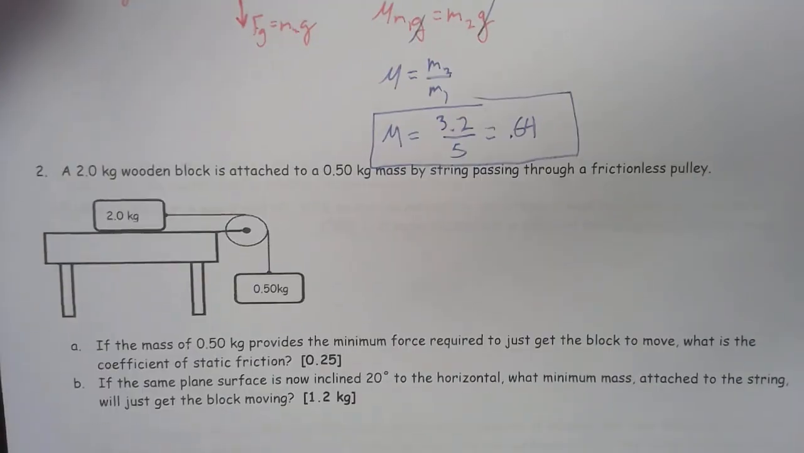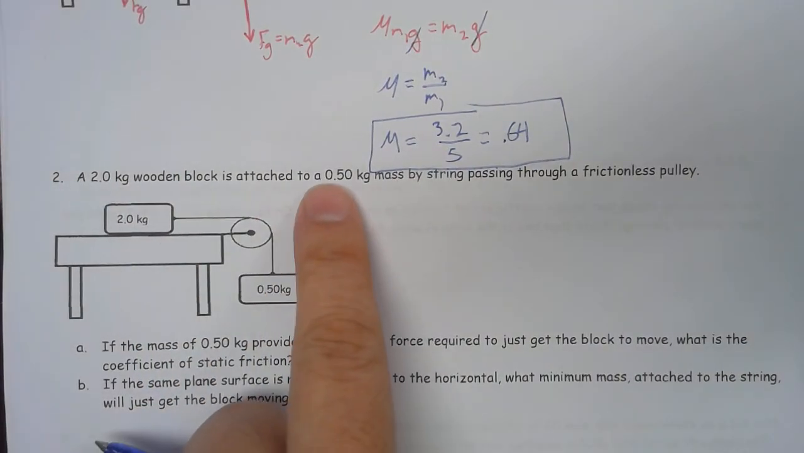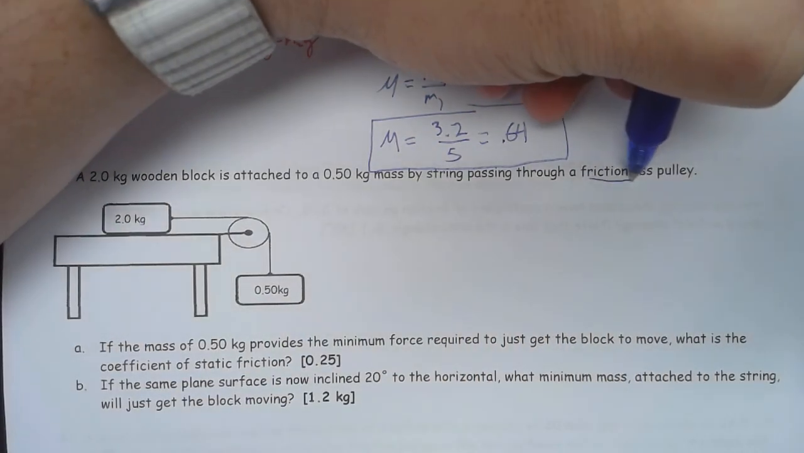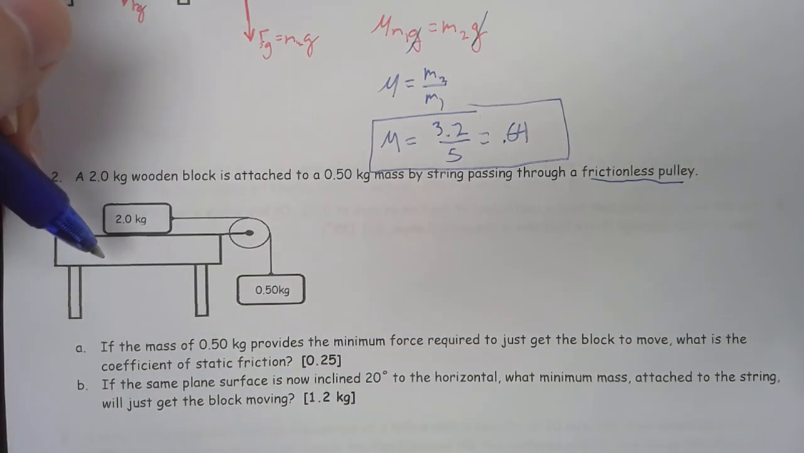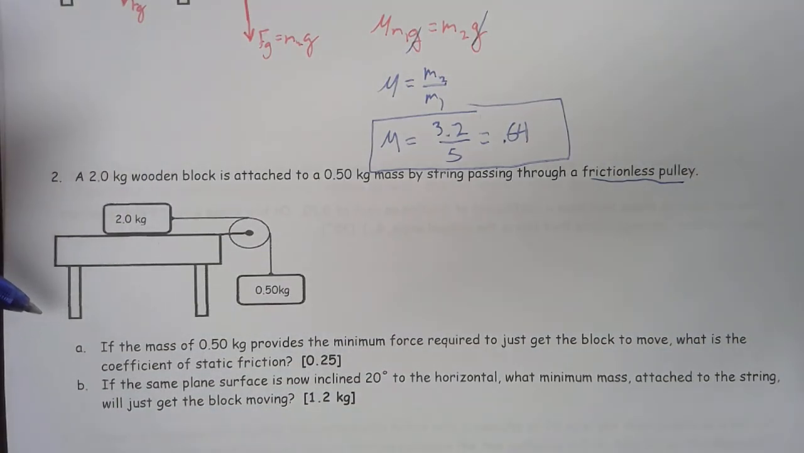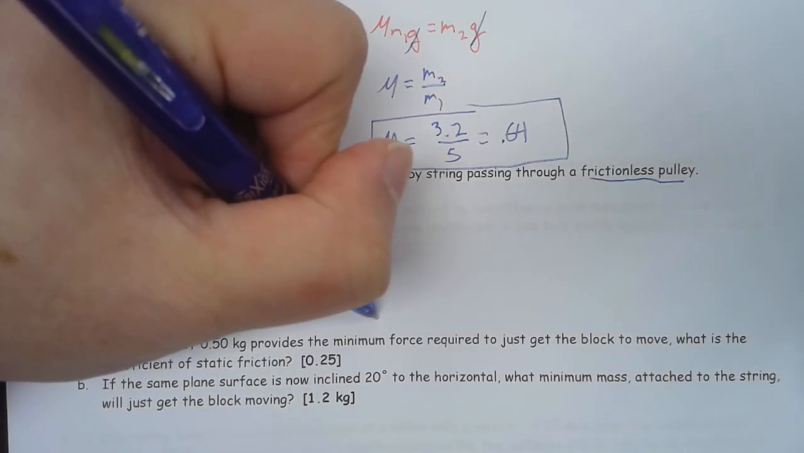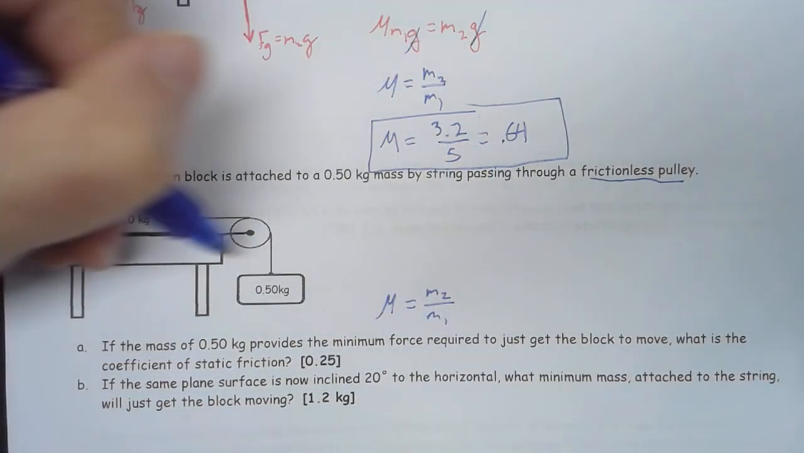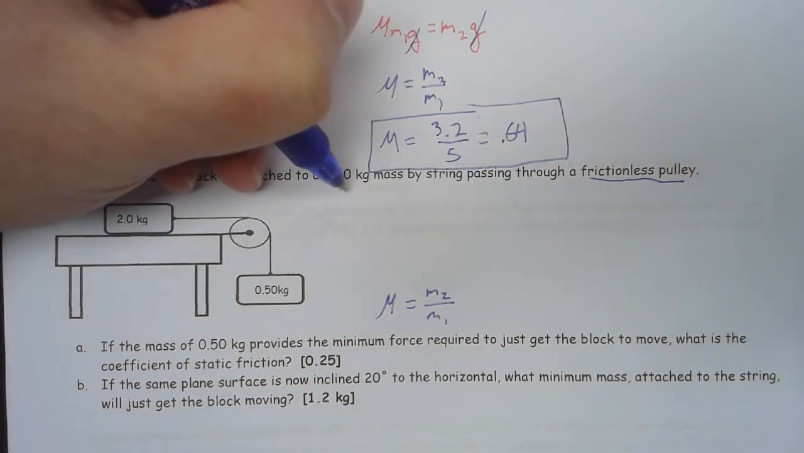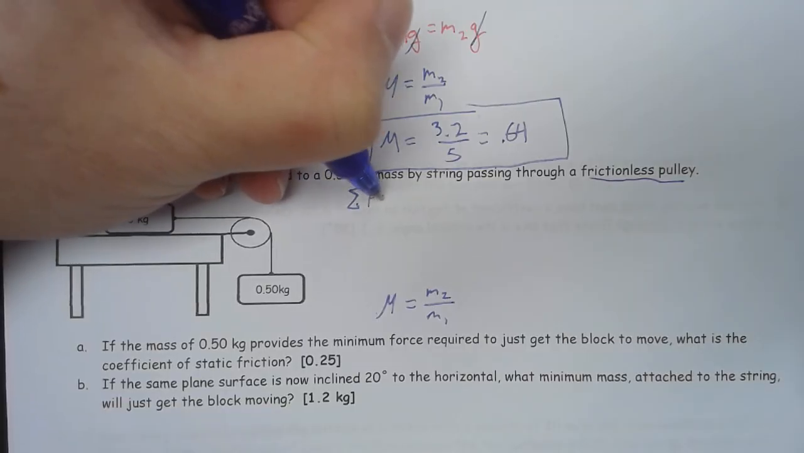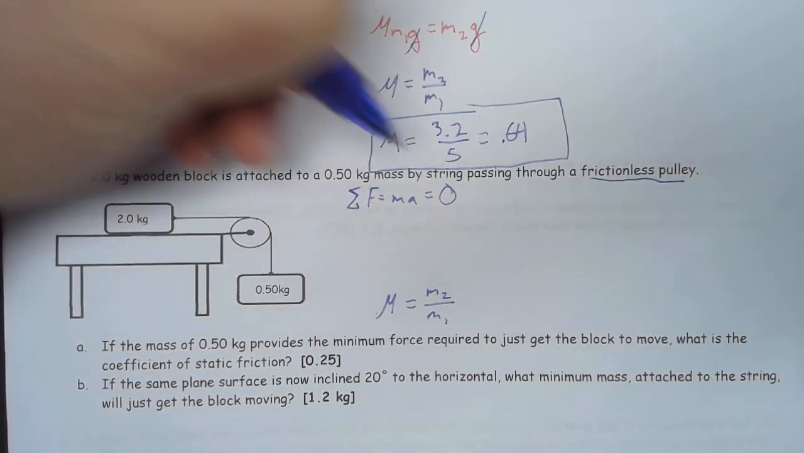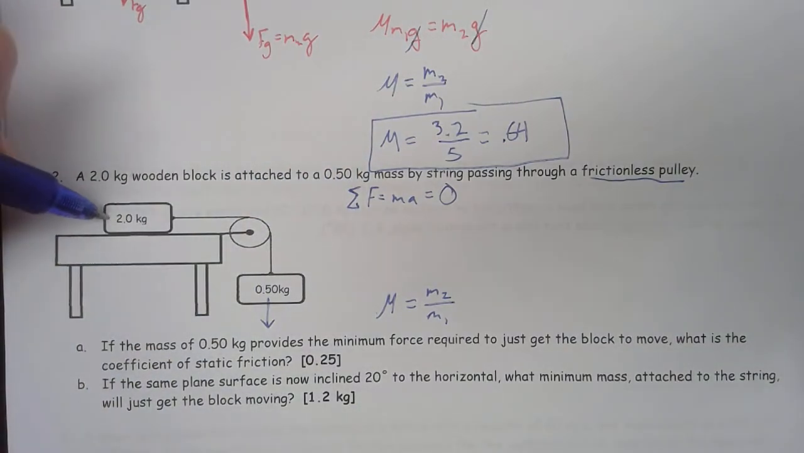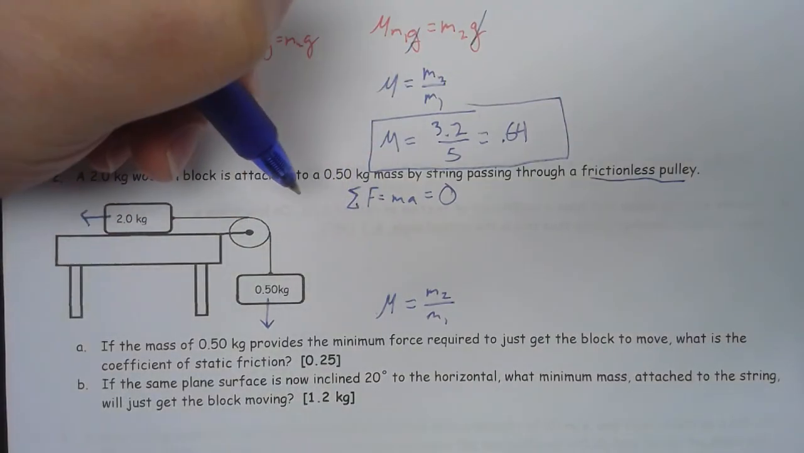All right. This problem: a 2 kilogram wood block is attached to a 0.5 kilogram mass by a string passing through a frictionless pulley. The only thing that this statement helps us with is the frictionless pulley. The pulley doesn't change anything. Is this the same picture? Same idea? Same thing going on? By the end of all of me showing my work, I'm going to get mu equals m2 over m1, because all my work is the same, that my net force equals ma, that it's not moving, that my system is based off of the force of gravity of that one versus friction of that one.